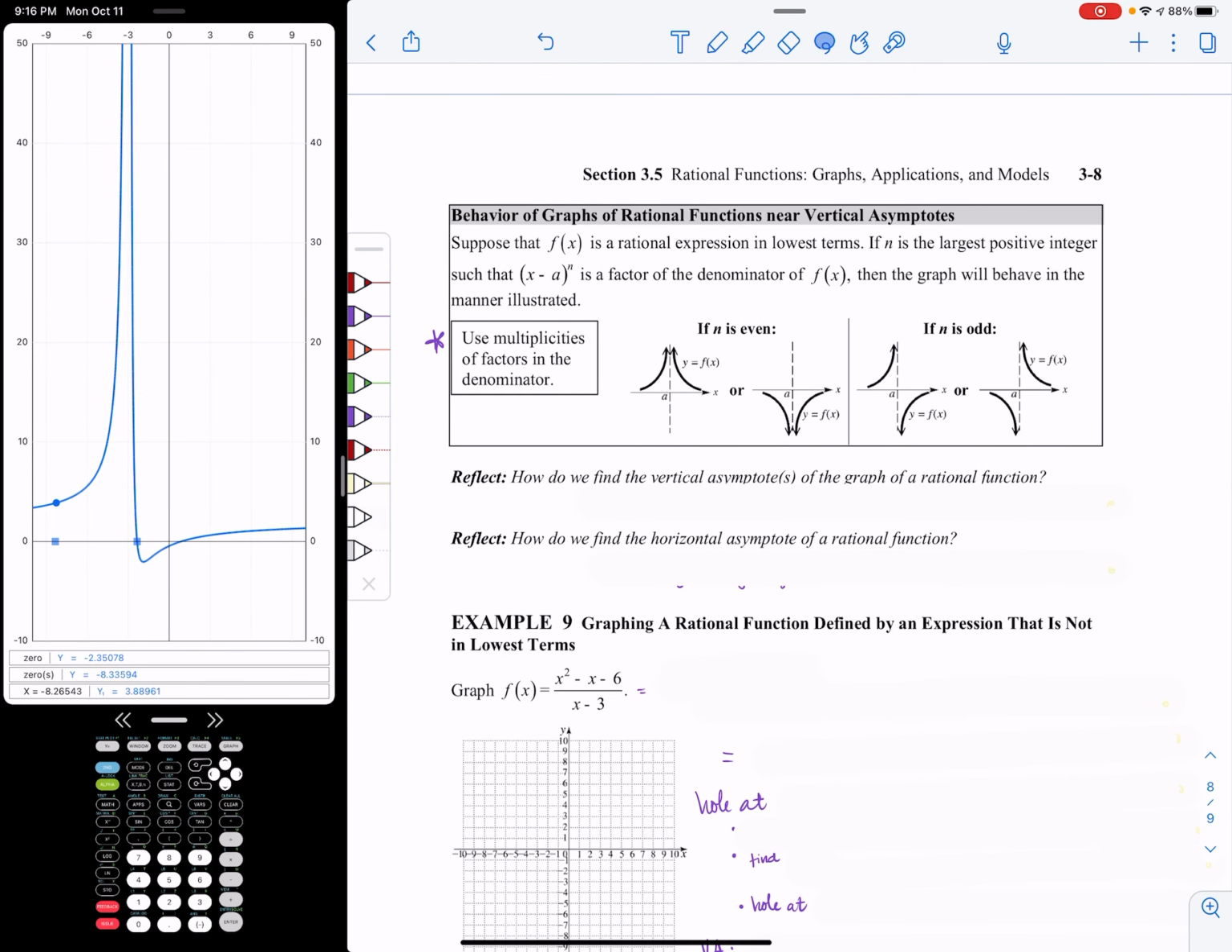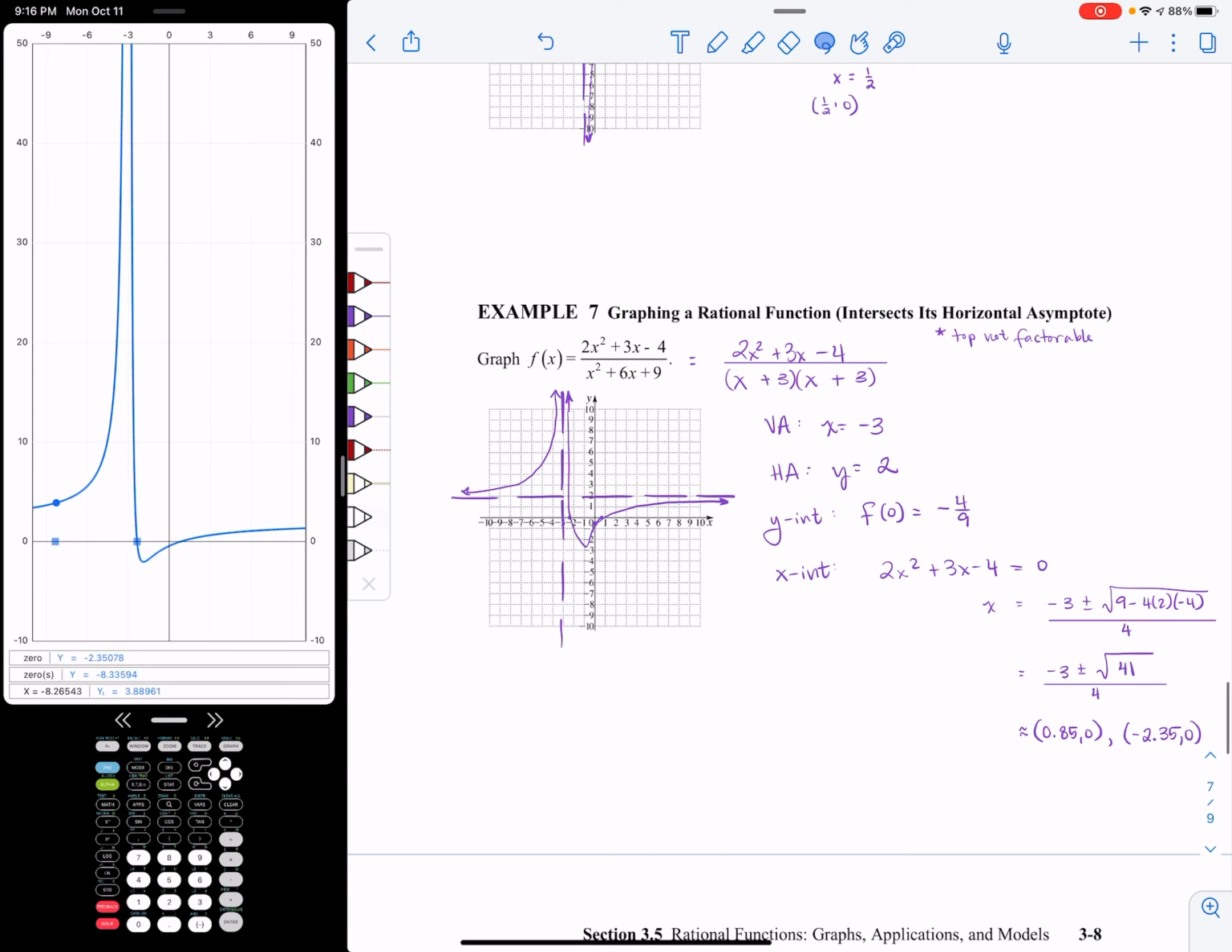So when you're looking at multiplicities just in the denominator, if you have an even multiplicity, then you're going to have two parts of the curve on either side of the asymptote going in the same direction. So let's take a look here. Notice that I had a multiplicity of 2, which is even, and both of these parts of the curve on either side of the vertical asymptote both went up to positive infinity.